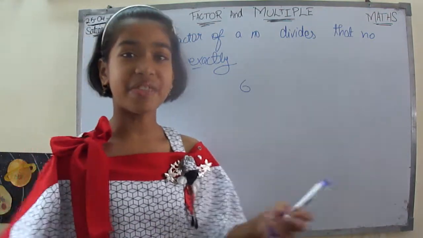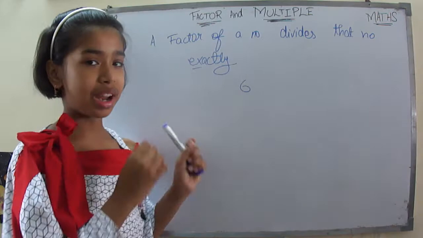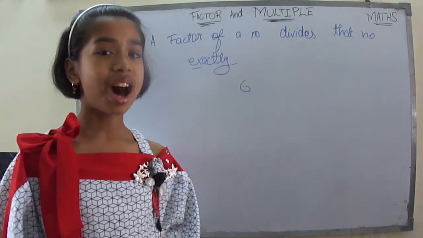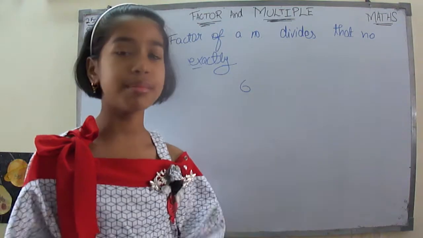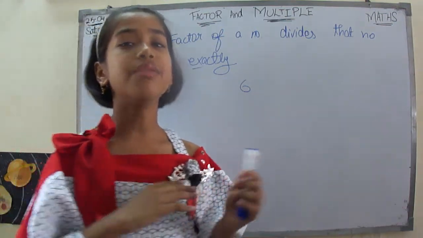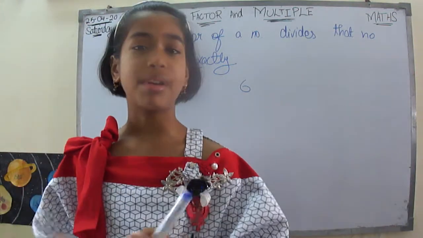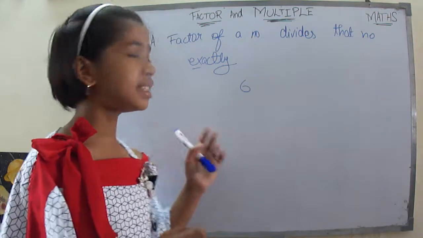So let's find the factors of 6. Can 1 be a factor of 6? Of course, yes, because 1 is a factor of all the numbers. Why can I say that? That's because in the 1 there is every number. And if I take that number itself.